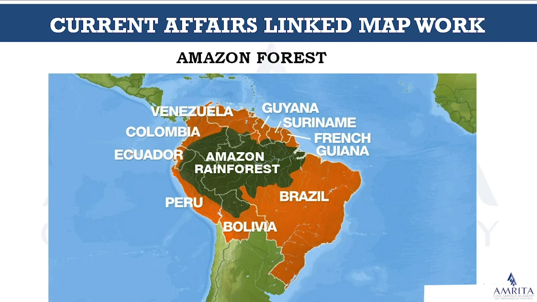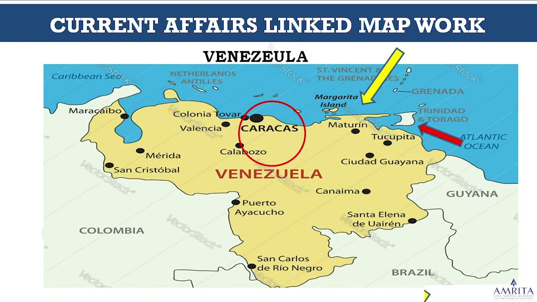It is an equatorial rainforest. Then Venezuela. Caracas is the capital of Venezuela. Venezuela was in the news related to the issue between Venezuela and the US, and some human rights issues happening in Venezuela as well. Margarita Islands is marked by the yellow arrow, then the red arrow shows Trinidad and Tobago. Many people of Indian origin live in Trinidad and Tobago.